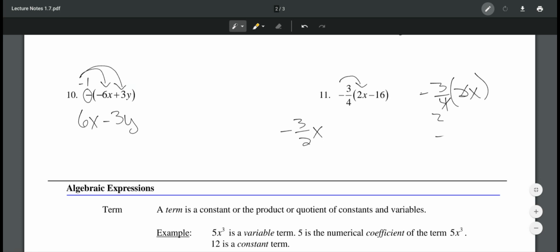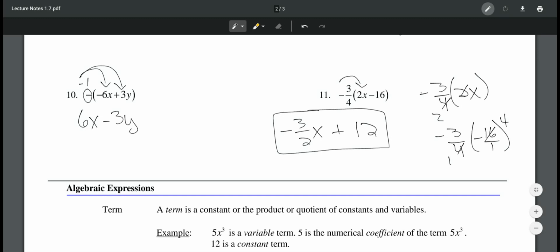And then I'm going to multiply negative 3 over 4 times negative 16 over 1. 4 goes into 16 4 times. A negative times a negative is a positive. And then 3 times 4 is 12. So this would be the final answer. You cannot add the negative 3 over 2x to the 12 because they are not like terms.